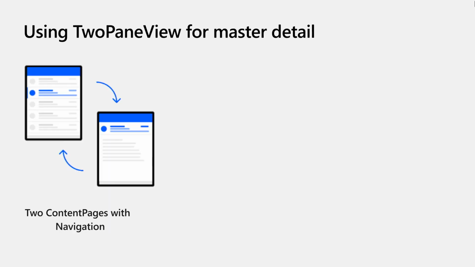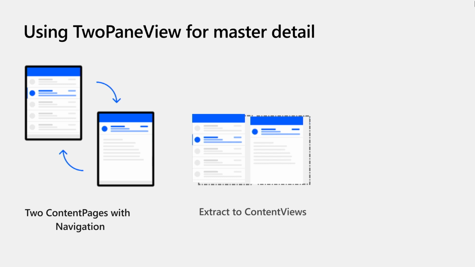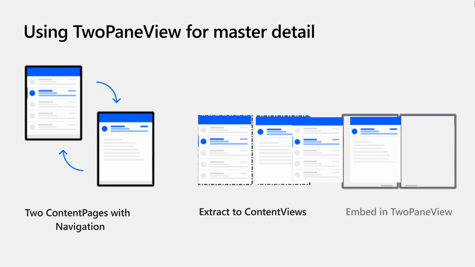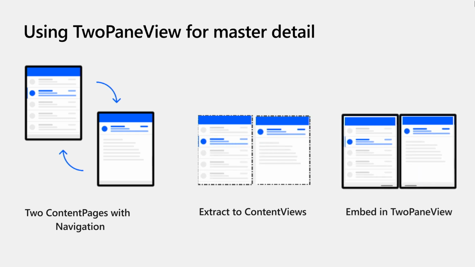To add the two-pane view to the Notes app, I'm going to need to do some refactoring. Currently, the app is structured as 2 content pages using the navigation system to move between them. When the app is spanned, we want the views within those 2 content pages to appear side by side. So I'm going to extract the XAML into 2 content views. This will involve some renaming of classes and types. And once that's done, I'm going to add the two-pane view control into a new page and embed the master and detail views inside it.